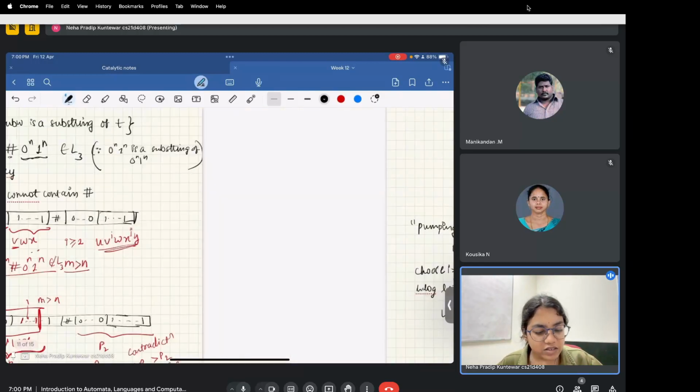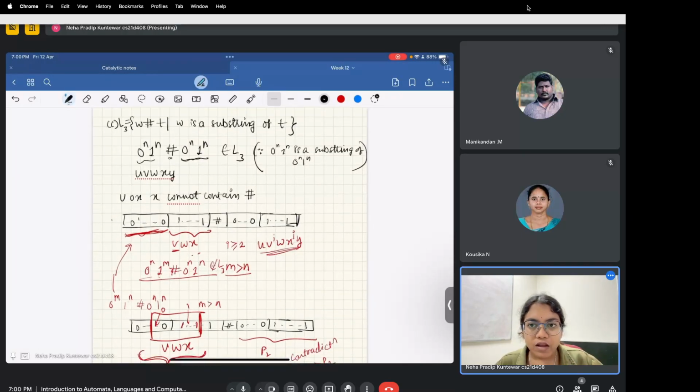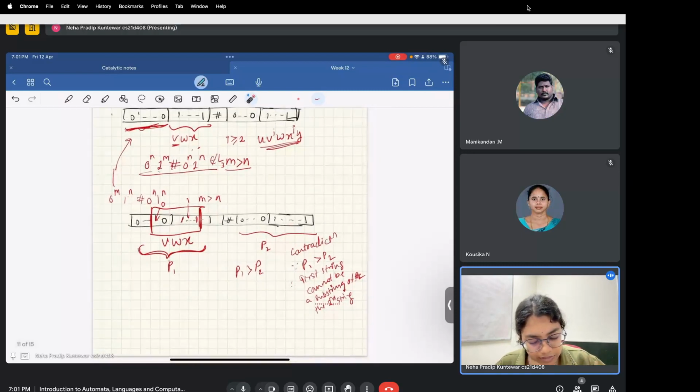So what we did is, the first challenge was to identify the correct string. And once we got the string correctly, which was 0 to the n, 1 to the n, hash, 0 to the n, 1 to the n, we looked at all the cases. First we said that v and x cannot contain hash. If it does, then the syntax is broken. Then we said that maybe vwx is contained entirely in a chunk within the set of ones or within the set of zeros. Then you end up breaking the structure again, you get more ones or more zeros.